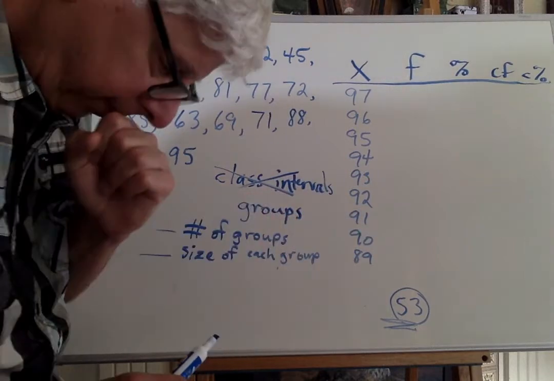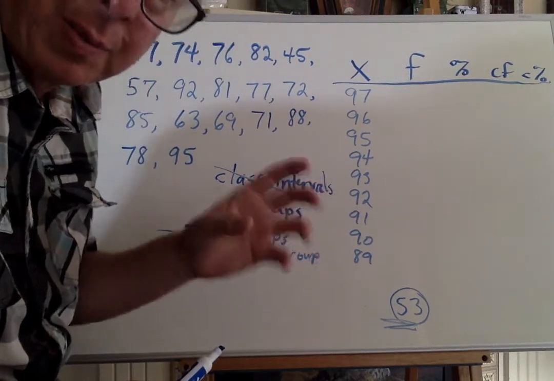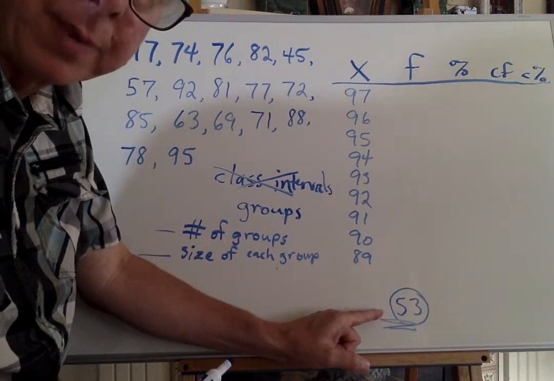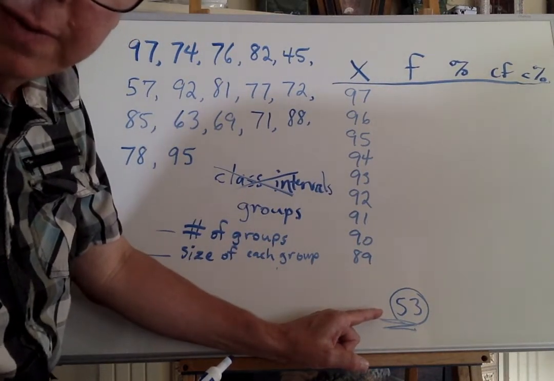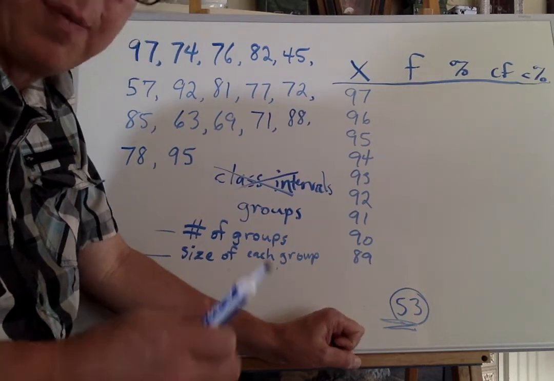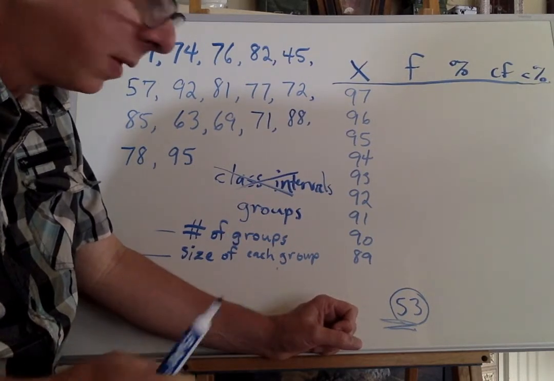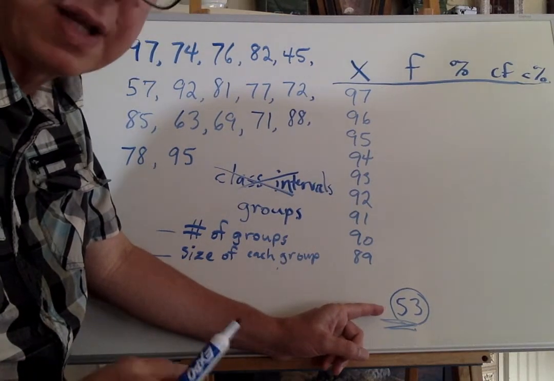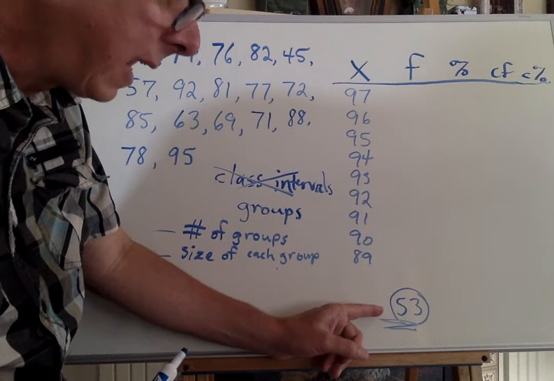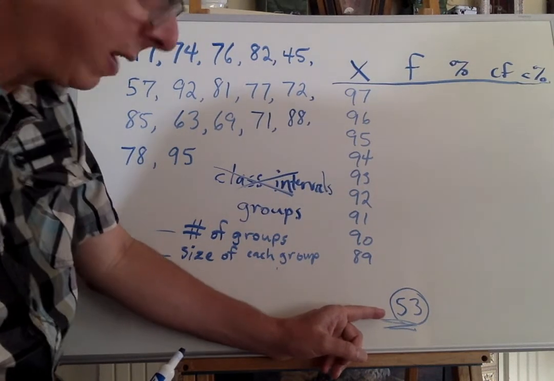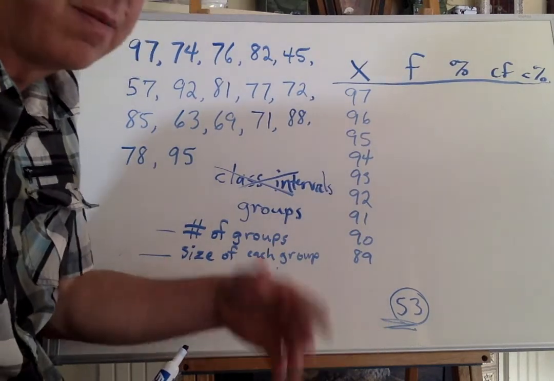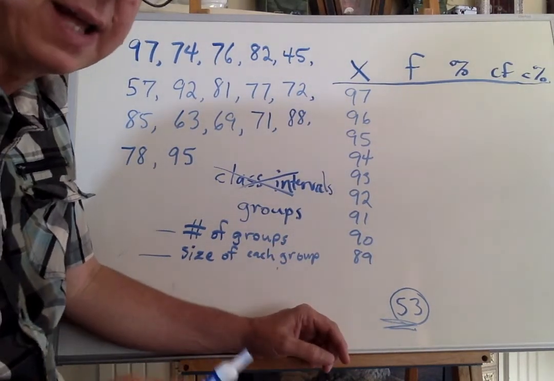However, I've created another problem here, purposefully. This is a prime number. Anybody know what a prime number is? A prime number is indivisible by other numbers except itself or 1. So it's impossible to break this up into a number of equal size groups. It's not divisible by any other numbers. I did that on purpose.